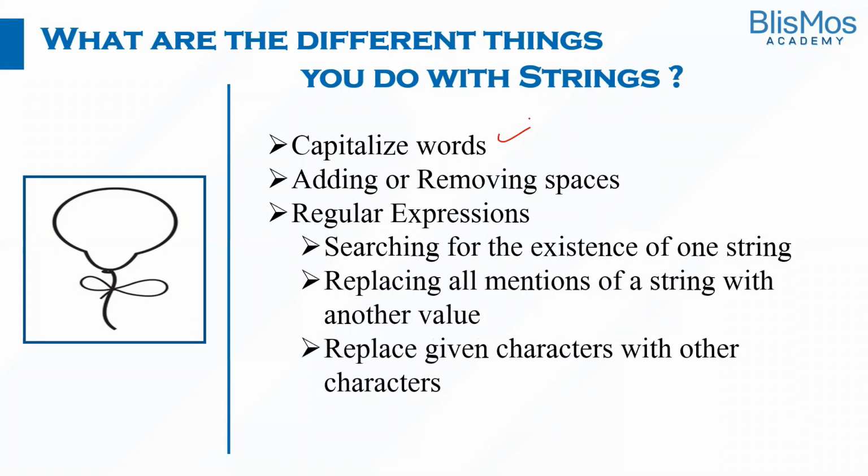The next important thing is regular expressions. As a part of regular expressions, we can search for the existence of a string. If you are trying to search for a particular word, maybe doctorate or peace, love, we can see whether that particular string is there or not. And the second thing is, you may want to replace a mention of one word with another word. For example, let us say you want to replace the word violence with love.